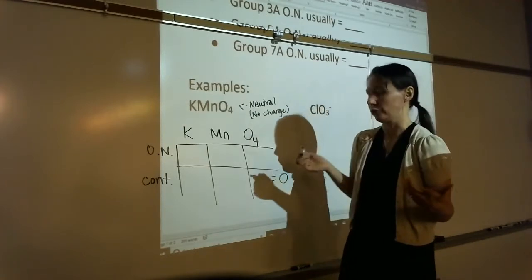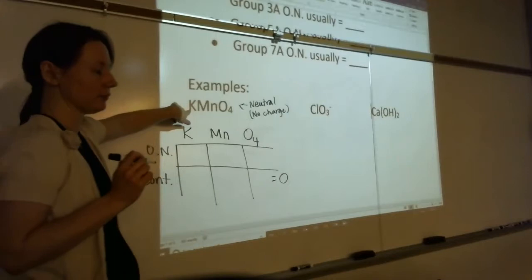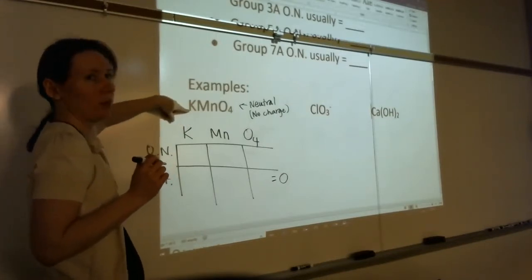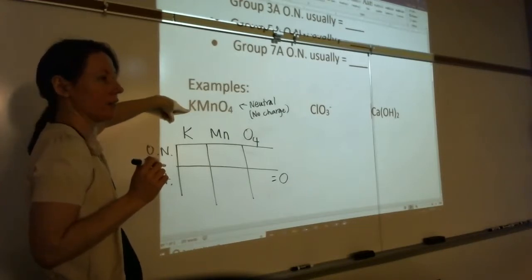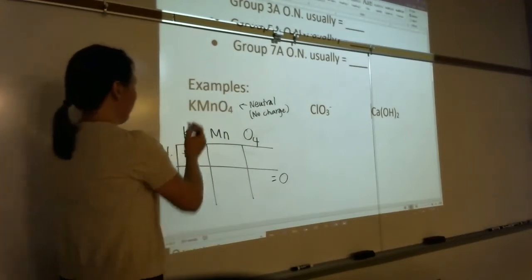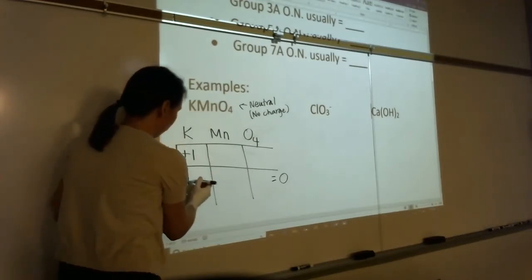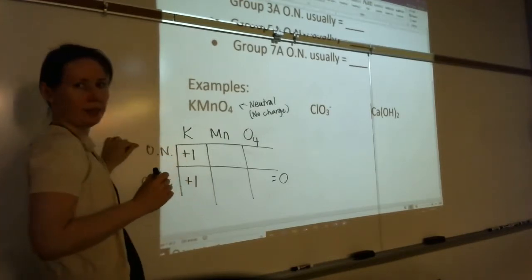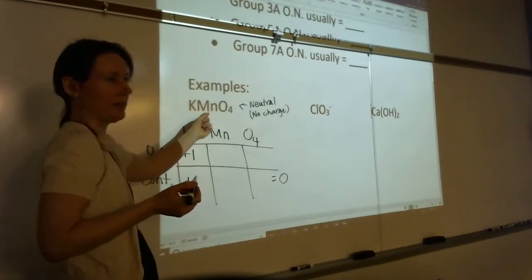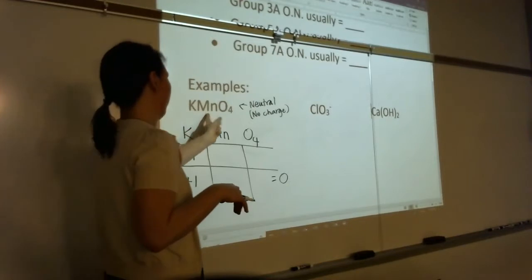So now let's follow the rules that we know. Potassium's in group 1. We have an always rule for group 1. What is that? Group 1 elements are always +1. So its oxidation number is +1. There's 1 potassium here, so its contribution is also +1. Does that make sense? Okay, we don't have any rules for manganese. Manganese is in the D block. We don't have any rules for transition metals, so we'll have to figure this one out.